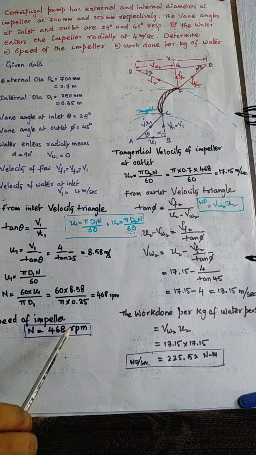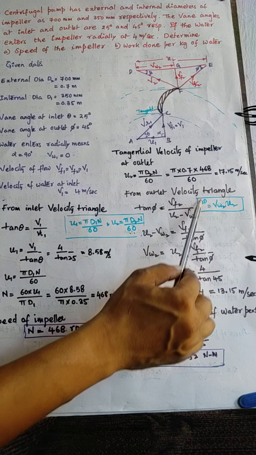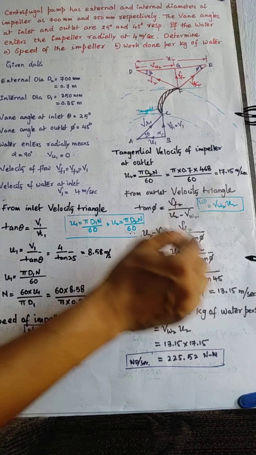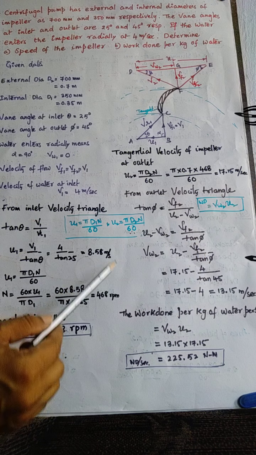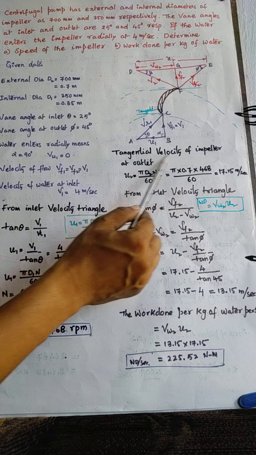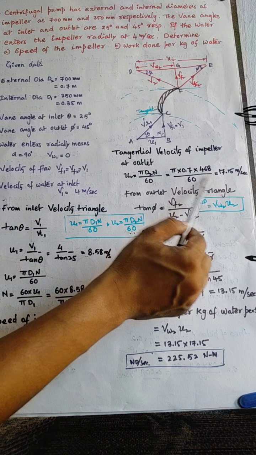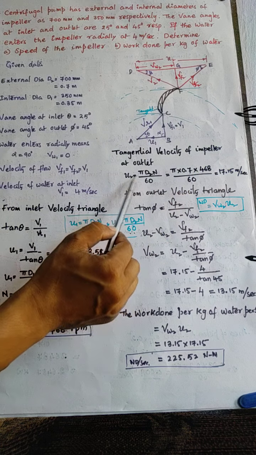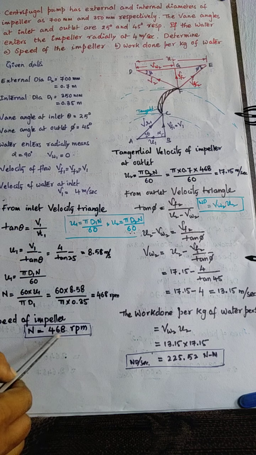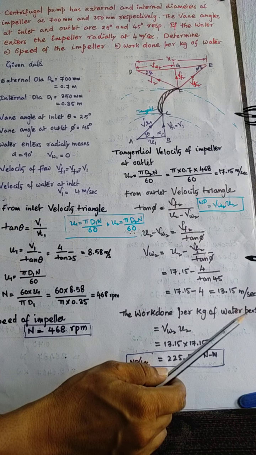To find the work done per kg of water, the formula is Vw2 U2. So we have to find the Vw2 value and the U2 value. To find U2, use the relation U2 equal to pi d2 N by 60, the tangential velocity at outlet. Using this relation, the velocity of the blade at outlet, by substituting the d2 value and N value, N is 468 and d2 is 0.7 meters, you get 17.15 meters per second.